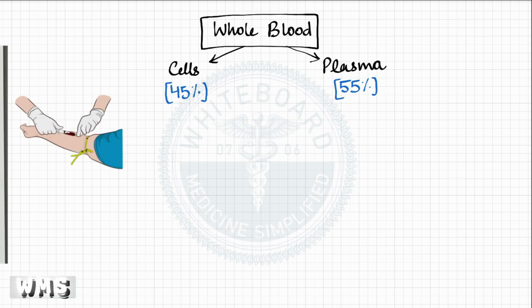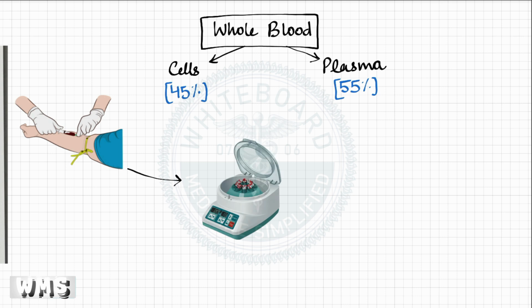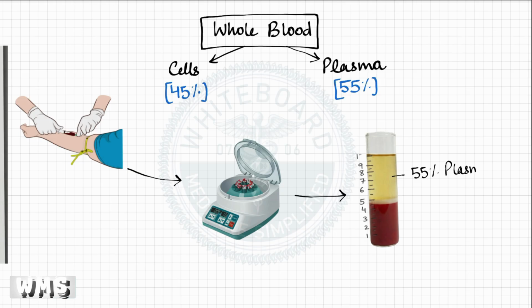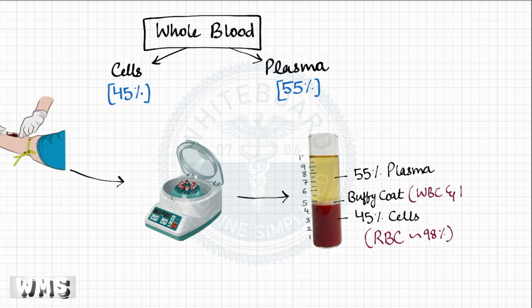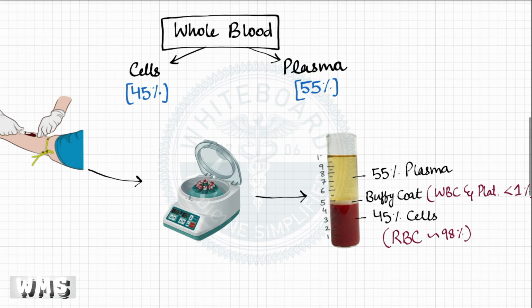When we take a sample of the blood in a tube and centrifuge it, in the sample you will see 55% is the plasma and 45% are cells. And in this 45%, the major portion is shared by RBCs, about 98%. And then you see a white line in the sample. This is the buffy coat layer, which includes leukocytes and platelets, which account for less than 1% of the whole blood. So the major portion is of erythrocytes.